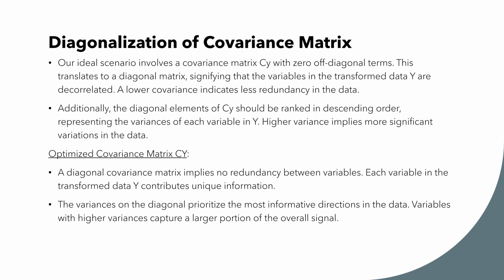Optimized covariance matrix Cy. A diagonal covariance matrix implies no redundancy between variables, leading to a more effective representation of the data. In the transformed data Y, a variable with higher variance captures more significant variations in the data. The diagonal elements of Cy are ranked in descending order, representing the variance of each variable in Y. High variances prioritize the most informative directions in the data, allowing for a more focused analysis of the dataset.